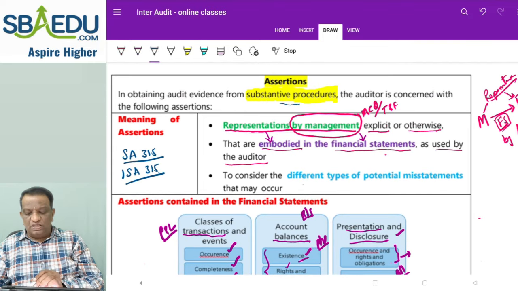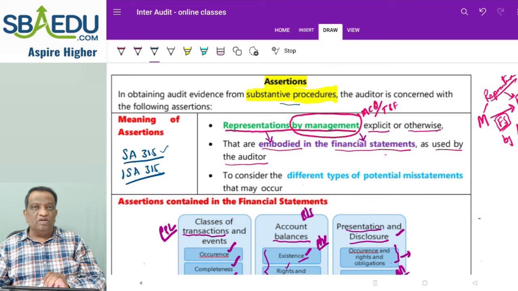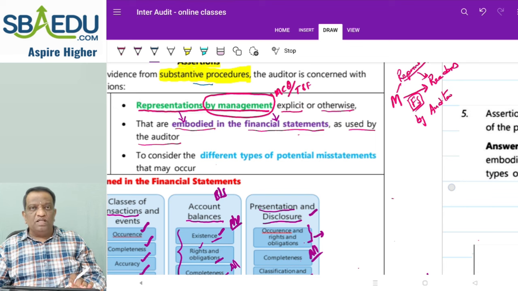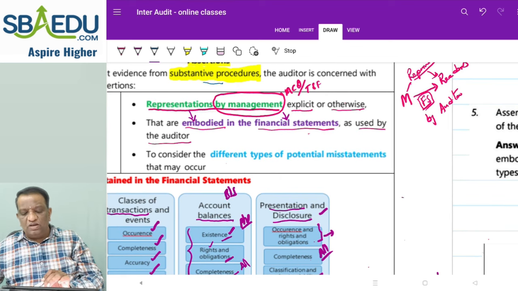Now, finally, summarizing: what do you mean by assertions? Which standard defines it? SA 315 defines the word assertion. What do I mean by assertion? These are the representations by the management. Some may be explicit, some may be implicit. But are they going to give it in a letter? No. These are embodied in the financial statements, which are used by the auditor for expressing an opinion.